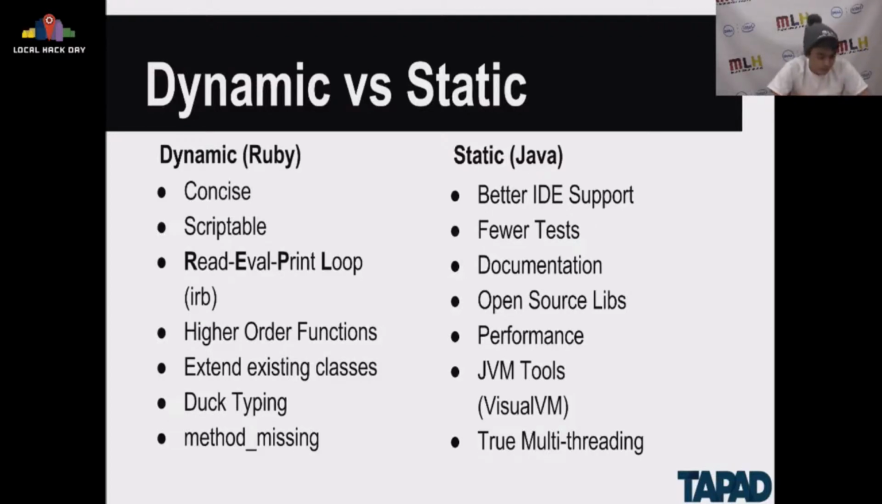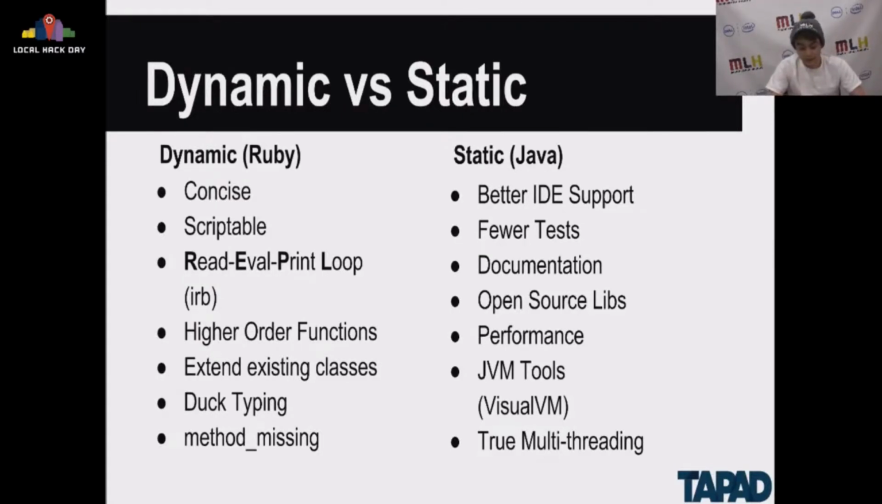So before we dive into Scala, you might want to consider two very common programming languages. This is Ruby and Java. So Ruby as a dynamic language, many people say it's concise, it's a scripting language, it has a REPL, the IRB, it has support for higher order functions, you can extend existing classes, duck typing, method missing stuff.